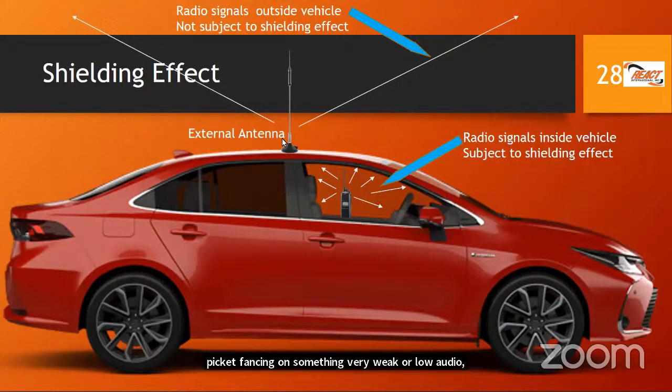But if I were to use an external antenna, look at this. The signal will go into the air. It's not being blocked or restricted. It's not being shielded. So we need to know that if we were to have a radio inside of the car with the antenna inside of the car, the shielding effect operates.